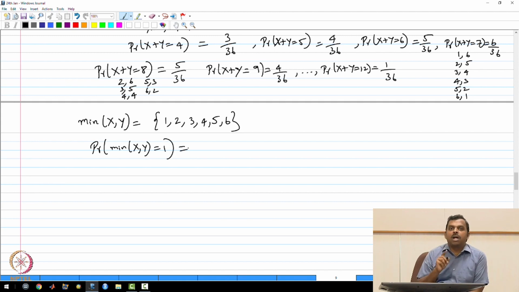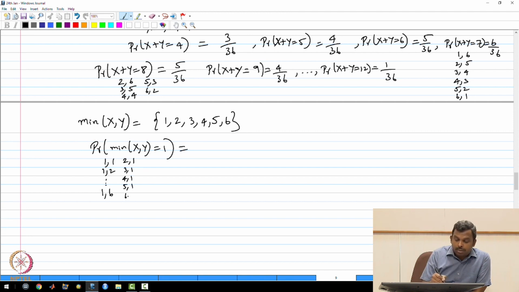Here again you have to smartly count how many possibilities there are. If you look at it, (1,1), (1,2), and so on till (1,6), all of them will give you min 1. Not only that, you can also have (2,1), (3,1), and so on till (4,1), (5,1), (6,1). All of these possibilities are also there. So there are 5 here, 6 here, 6 plus 5, 11. 11 by 36 is the probability of min of x, y being equal to 1.